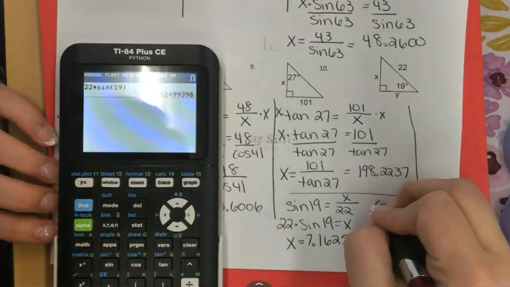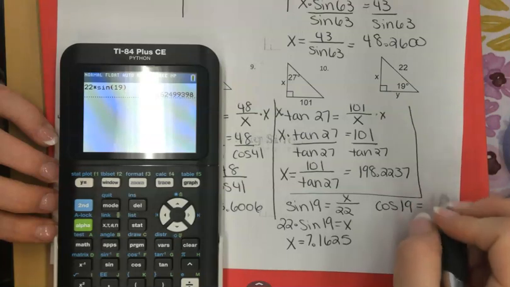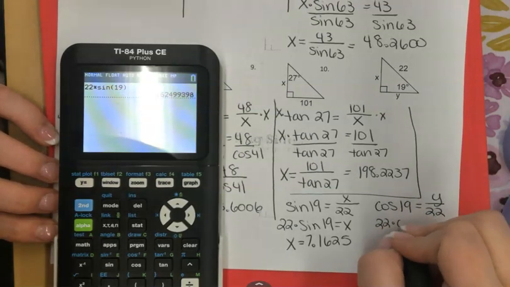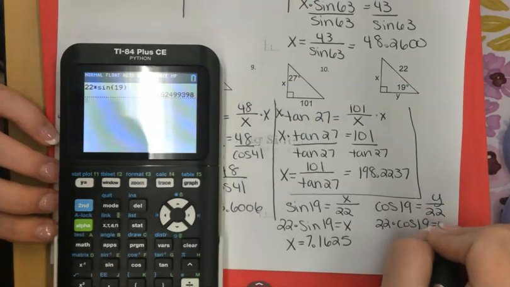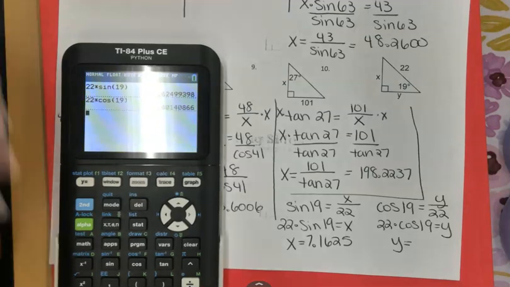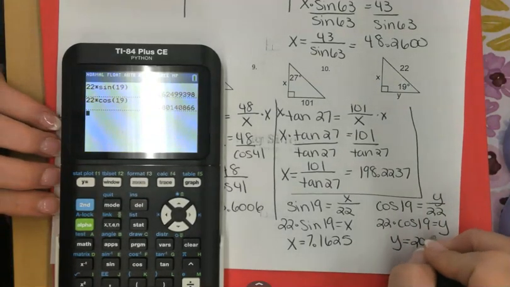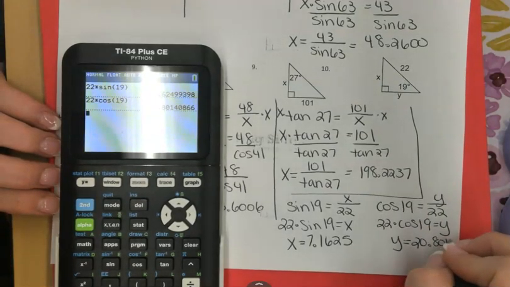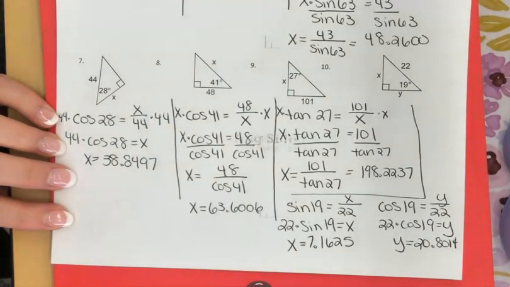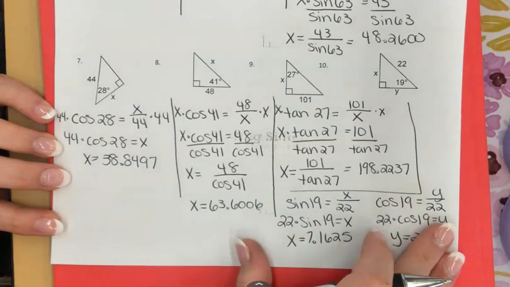Then to find y, I've got the same reference angle, but this is my adjacent side and I know the hypotenuse, so I'm going to use the cosine to find y. Adjacent over hypotenuse. So 22 times the cosine of 19 will give me my y value. And I get 20.8014.